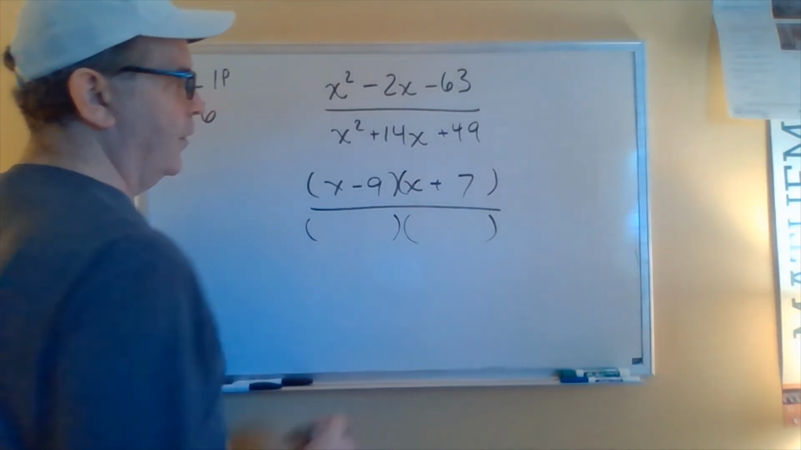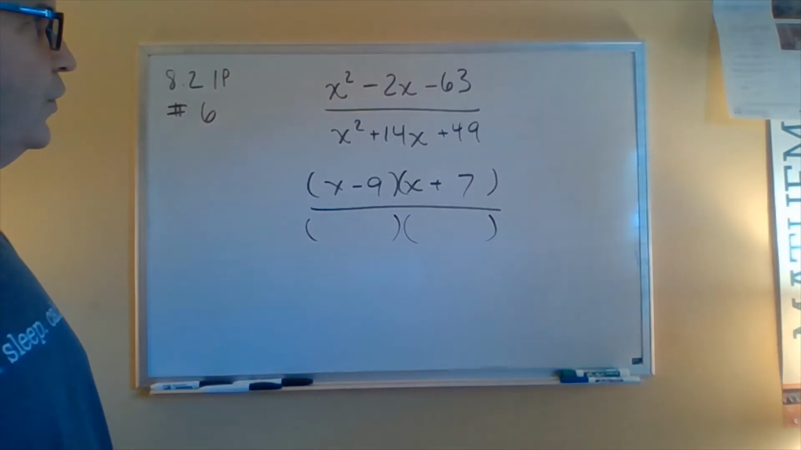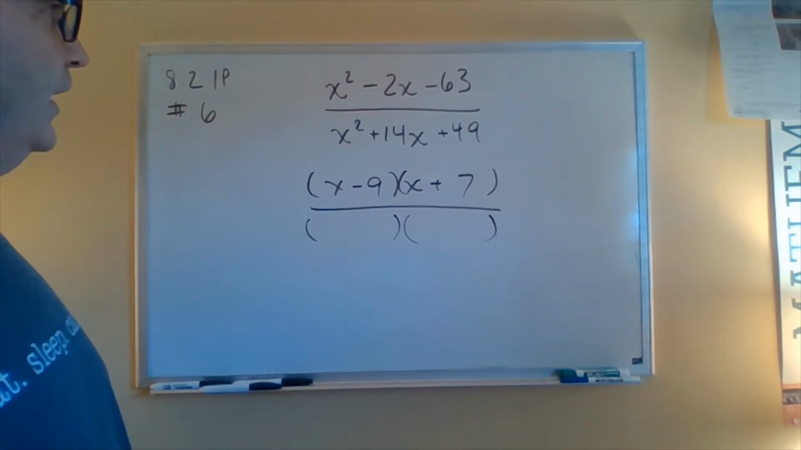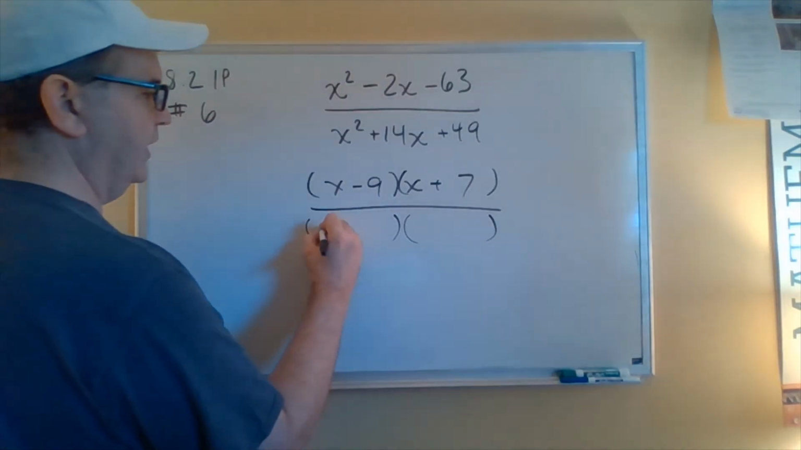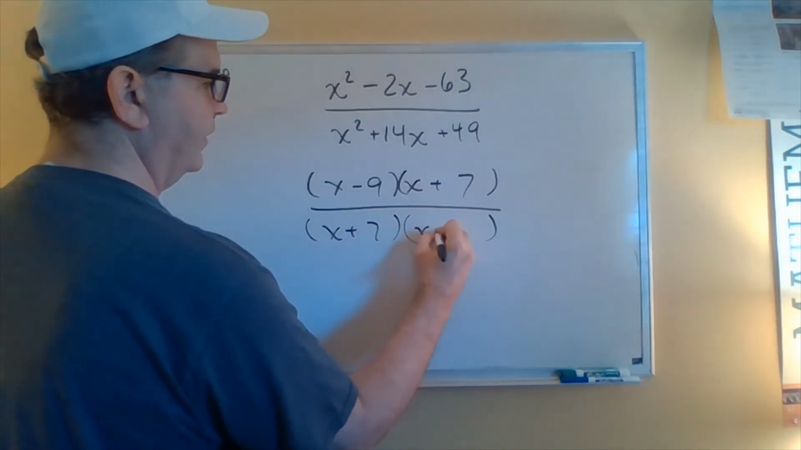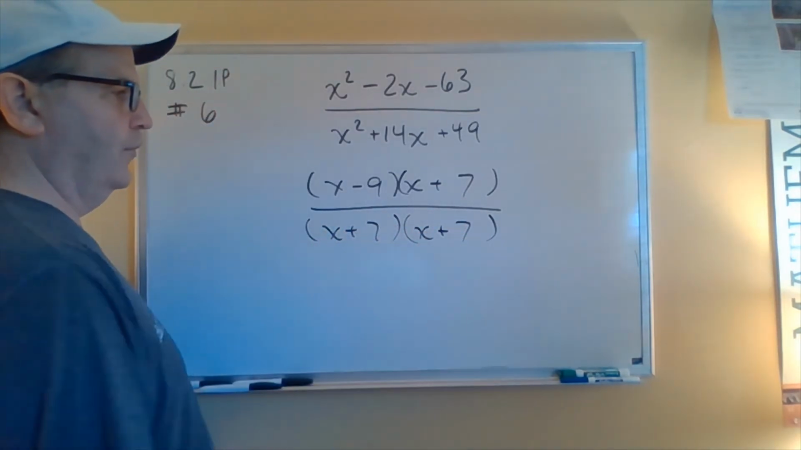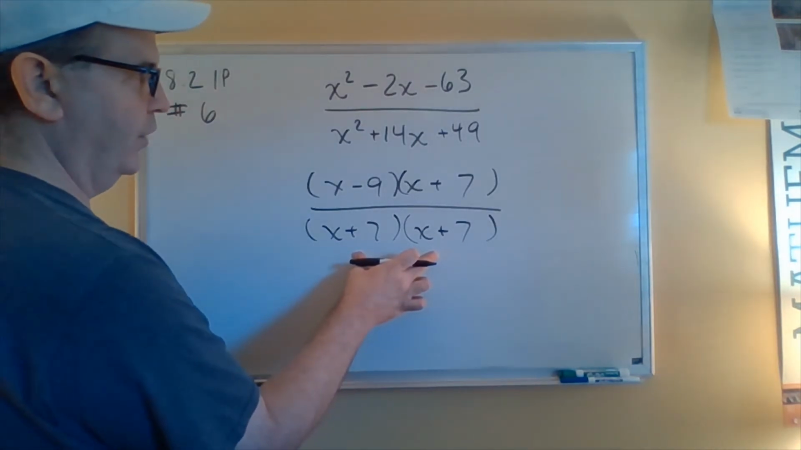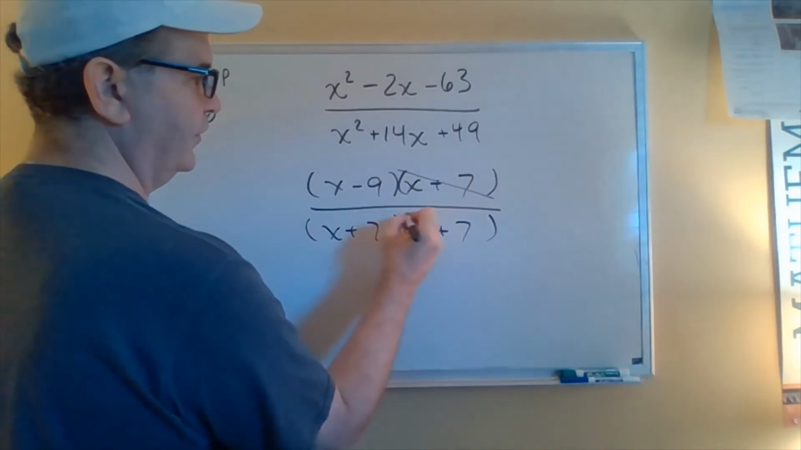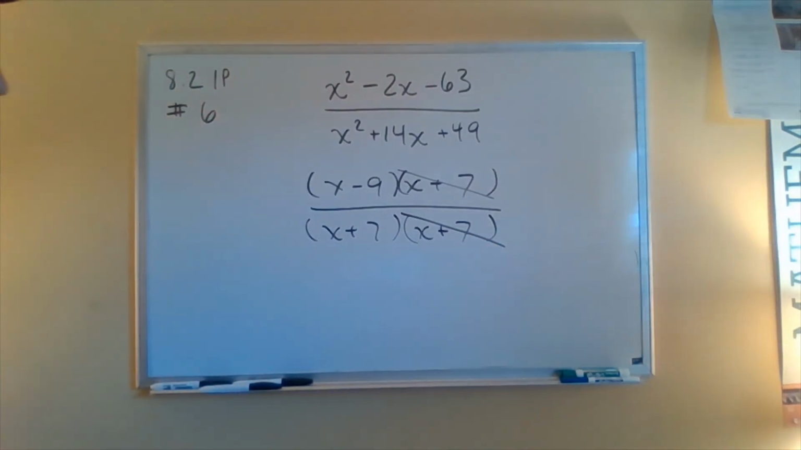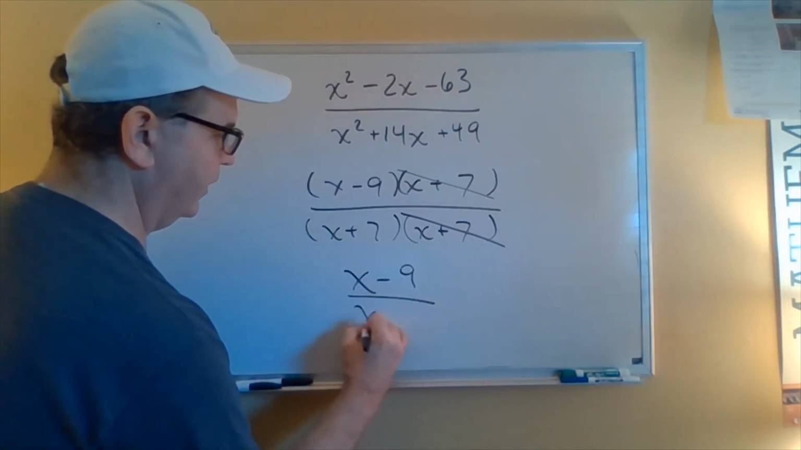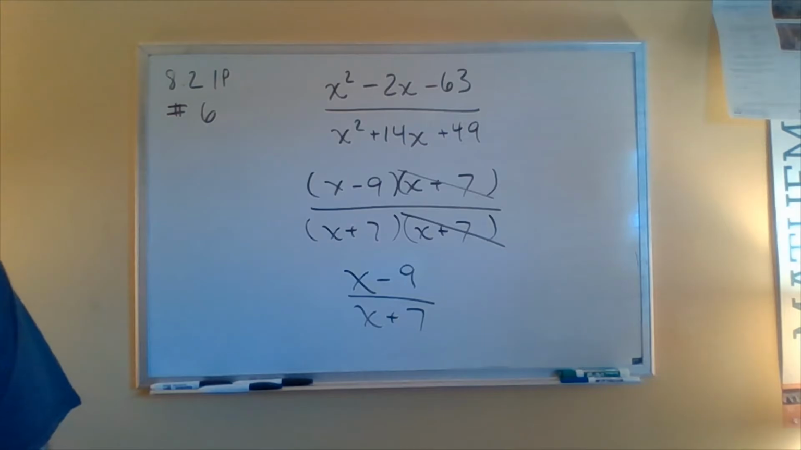Let's look at our denominator here. I have x squared plus 14x plus 49. Looking for two numbers I can multiply together to get 49, when I add together, get 14. I think we're looking at 7 times 7. 7 times 7 is 49. 7 plus 7 is 14. So this is the factored form of our denominator. Looks like we can cancel out the factor of x plus 7 out of the numerator and once out of the denominator, giving us our final answer of x minus 9 over x plus 7.